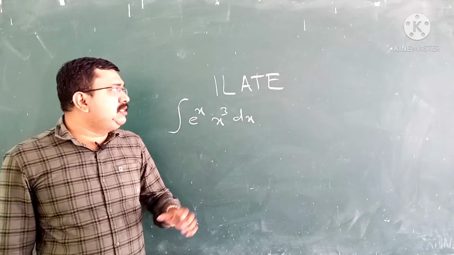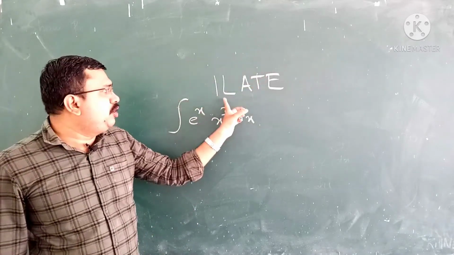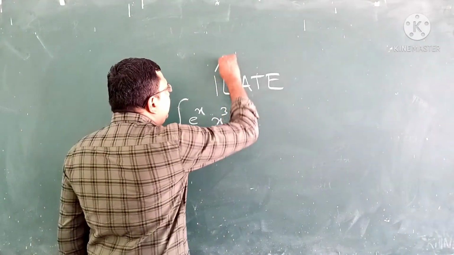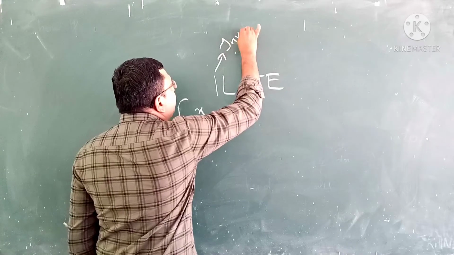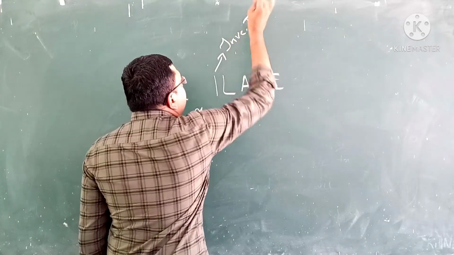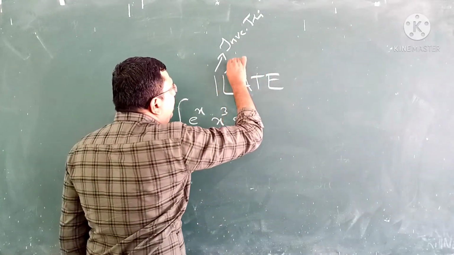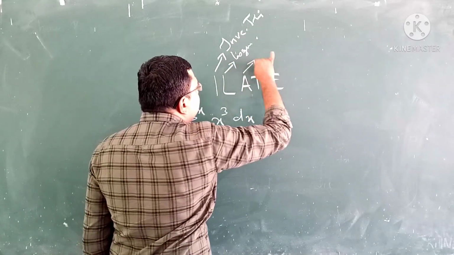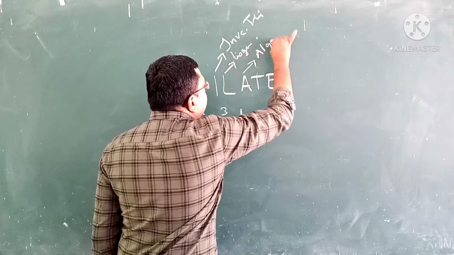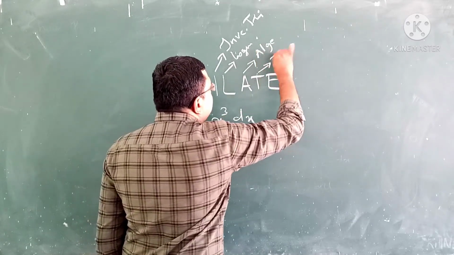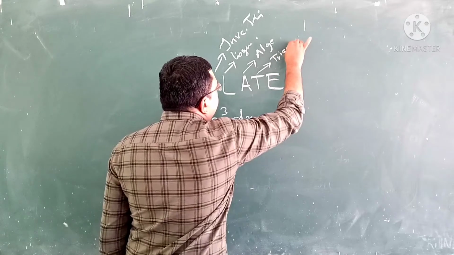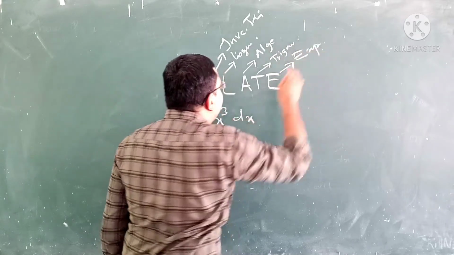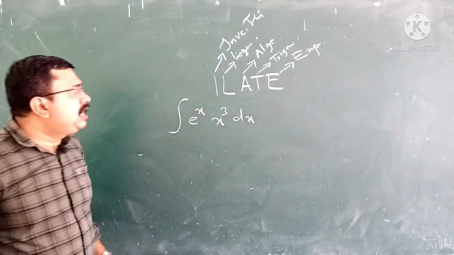Okay, for this purpose we may remember a code. That code is ILATE. Here I represents inverse trigonometric function, L represents logarithmic function, A represents algebraic function, T represents trigonometric function, and E represents exponential function. This is the order. Okay, remember that.